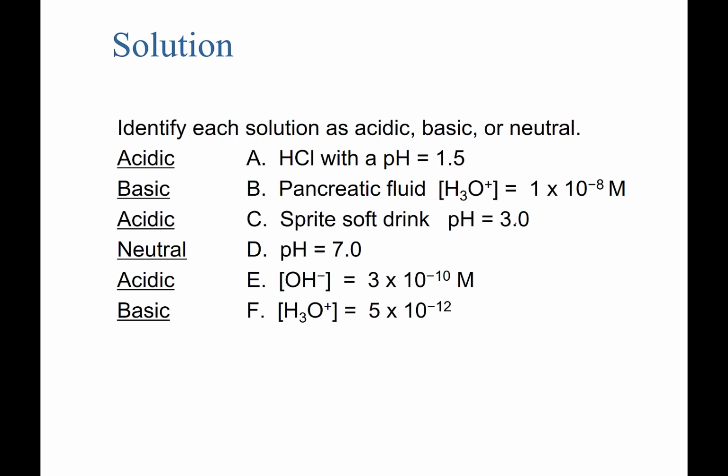If we have a soft drink with a pH of 3, that's less than 7, so that's going to be acidic. If we have a pH of 7, then that's neutral. If our OH- is 3 times 10 to the negative 10, that is smaller than 1 times 10 to the negative 7. So that means the H3O+ is greater, making it acidic. And if my H3O+ is 5 times 10 to the negative 12, that is smaller than 1 times 10 to the negative 7. So that means it's going to be basic.